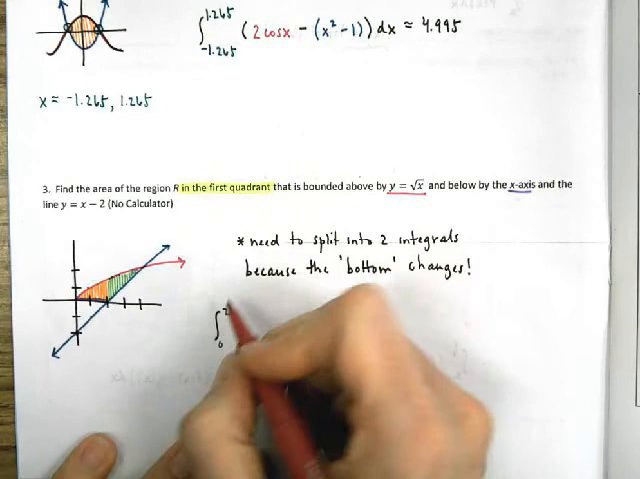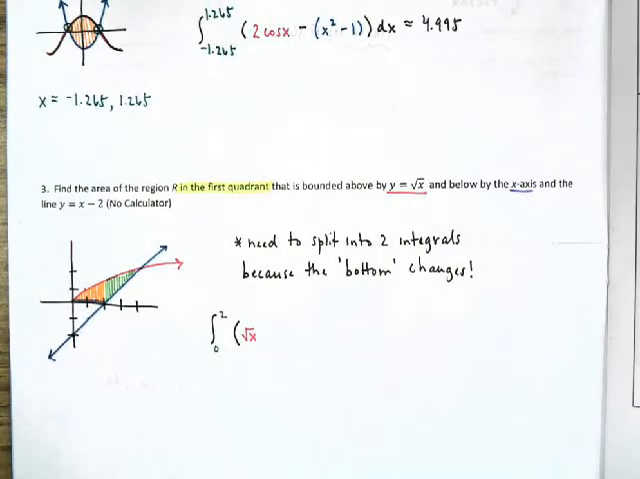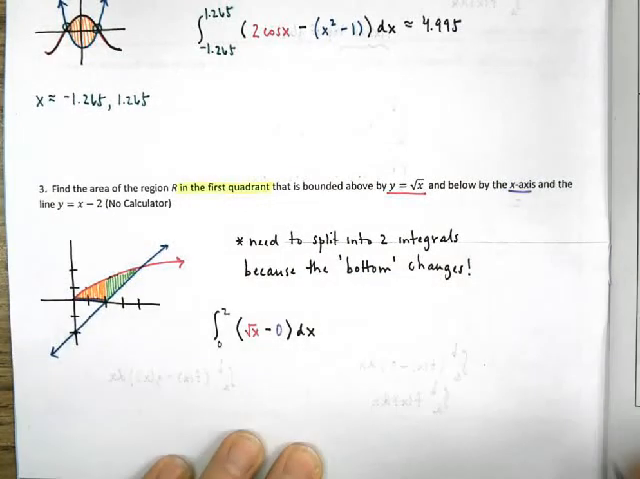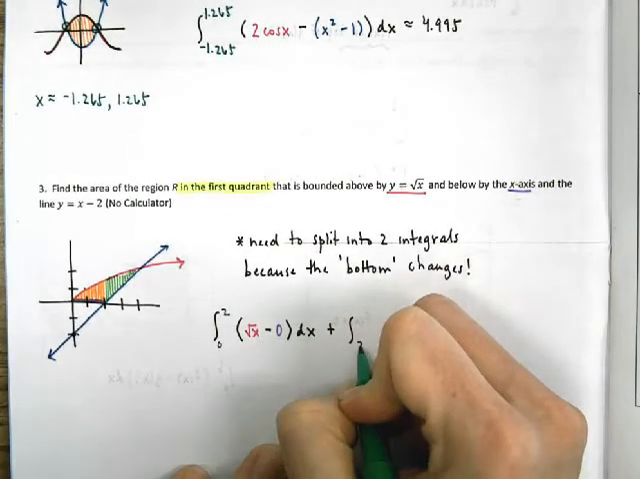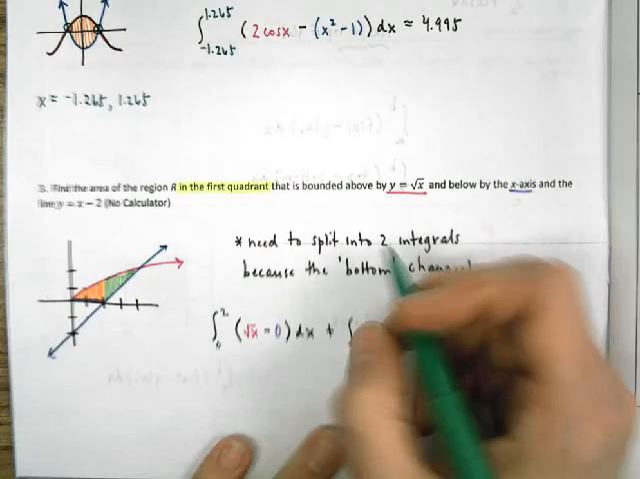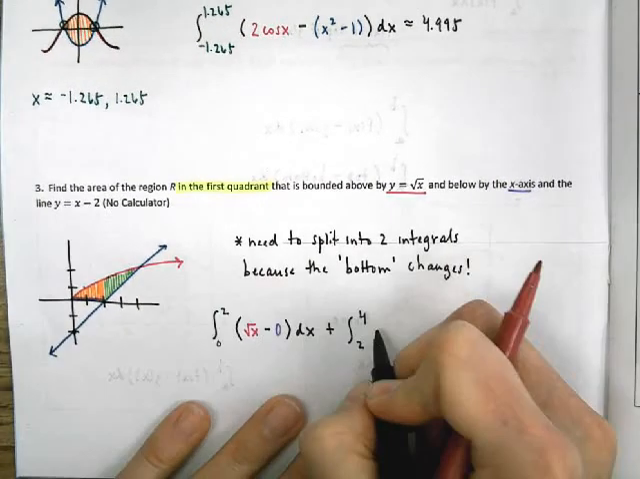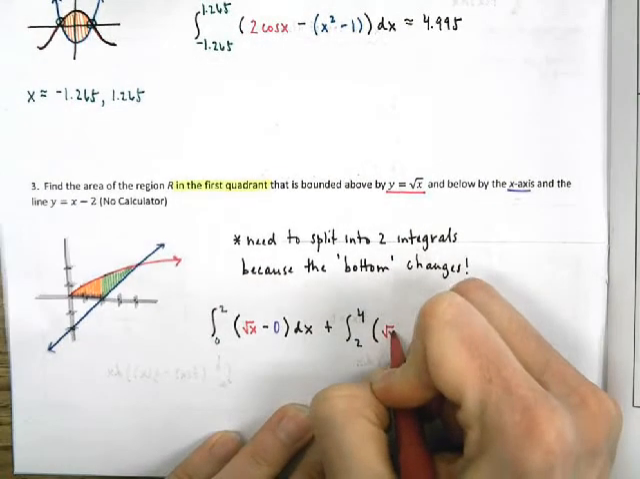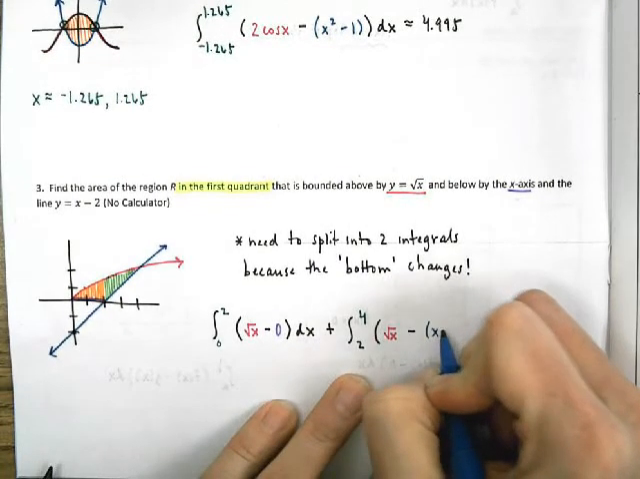My top over that interval is going to be square root of x. And I'm going to subtract. Well, that was just the x-axis, so really that was 0. And then I'm adding the integral from 2. And let's see, these are going to intersect here at 4. And now I've got my top is still square root of x. But now my bottom is my line x minus 2.